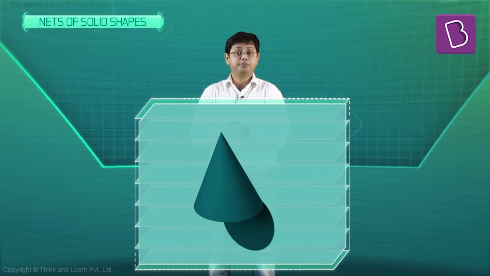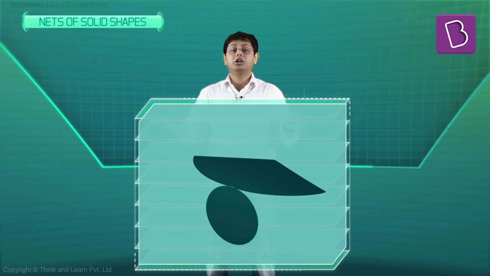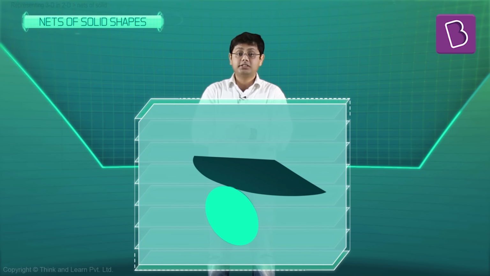A similar method can be used to obtain the net for a cone as well. We remove the bottom flat face and open up the curved face. We get something that looks like this. It has a sector of a circle on top and a complete circle which is attached below.